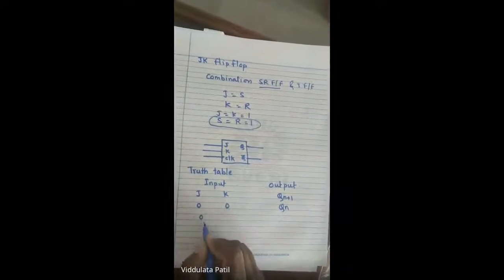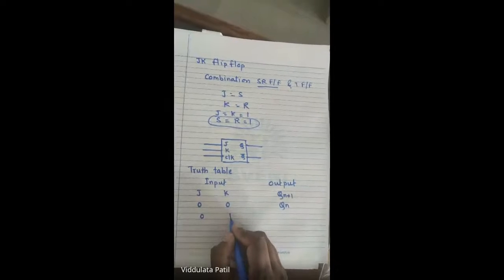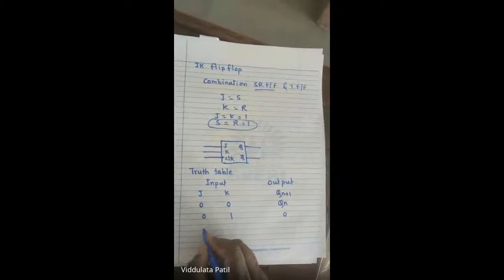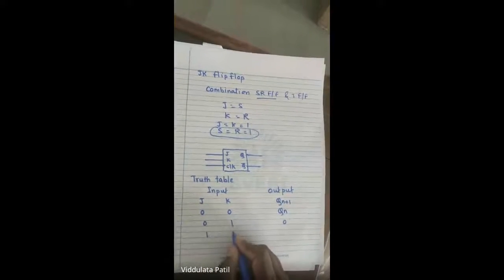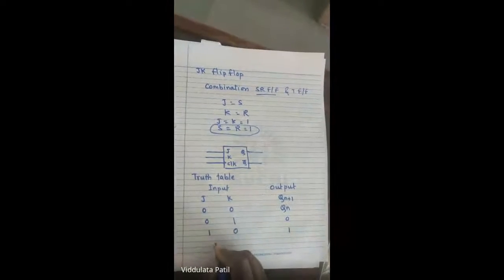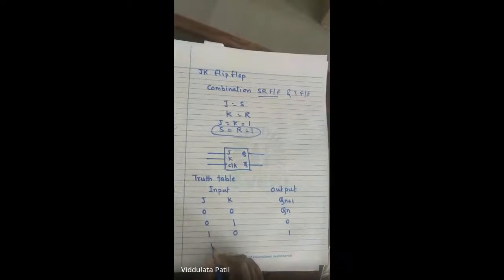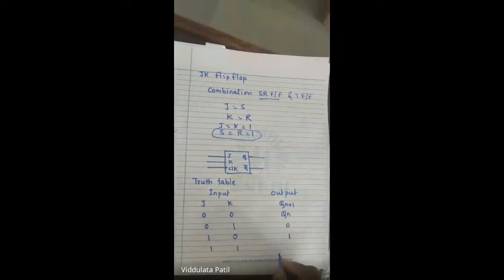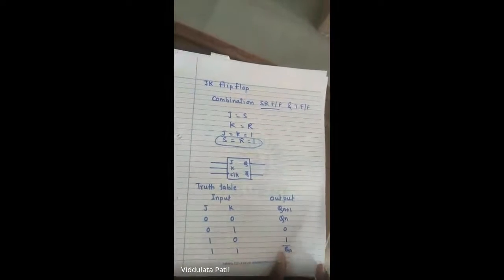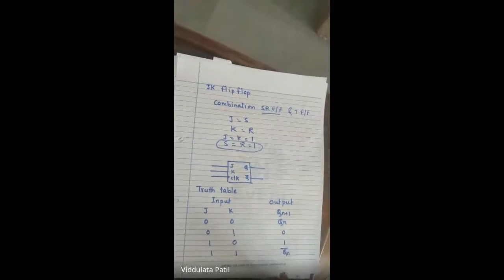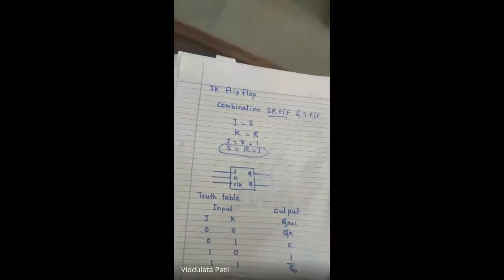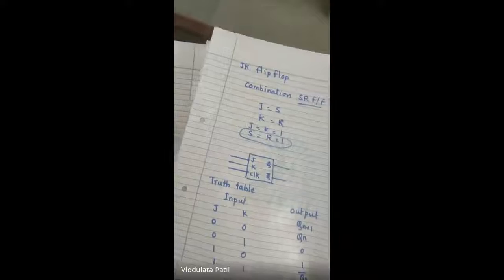Okay. If J is equal to 0 and K is equal to 1, then output will be equal to 0. Whenever J is equal to 1 and K is equal to 0, output will be equal to 1. And whenever both these inputs are 1, then output will be equal to Qn bar. Okay. So it will toggle the output, and then we will get output that is equal to Qn bar, and Qn bar's complement will be equal to Qn. Okay.